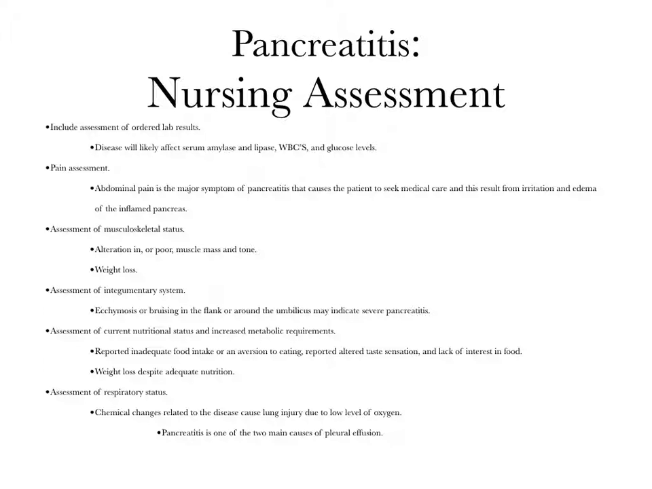You're going to assess the respiratory status. Pancreatitis is one of the two main causes of pleural effusion. The chemical changes that pancreatitis causes to your body can injure the tissues of the lung. So maintaining proper respiratory functioning is going to be a major concern for a patient with pancreatitis.